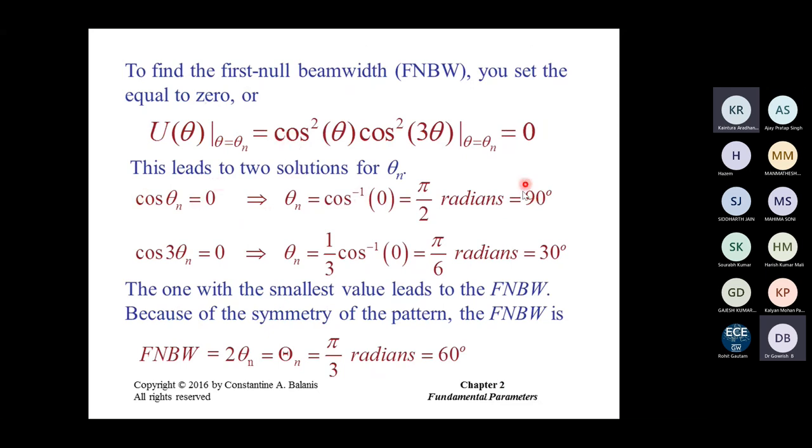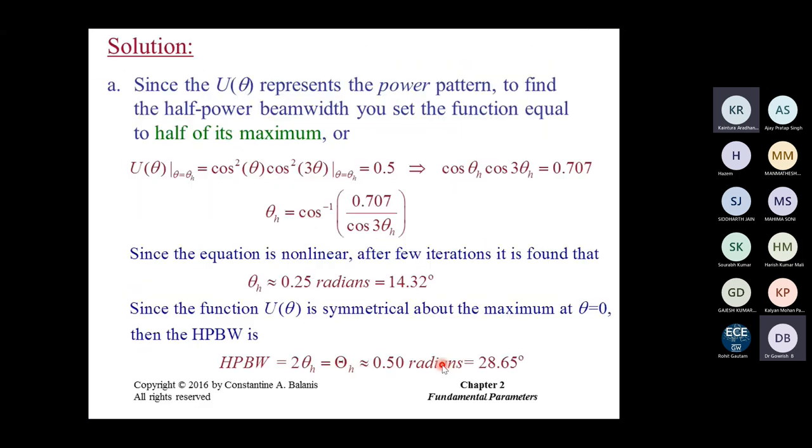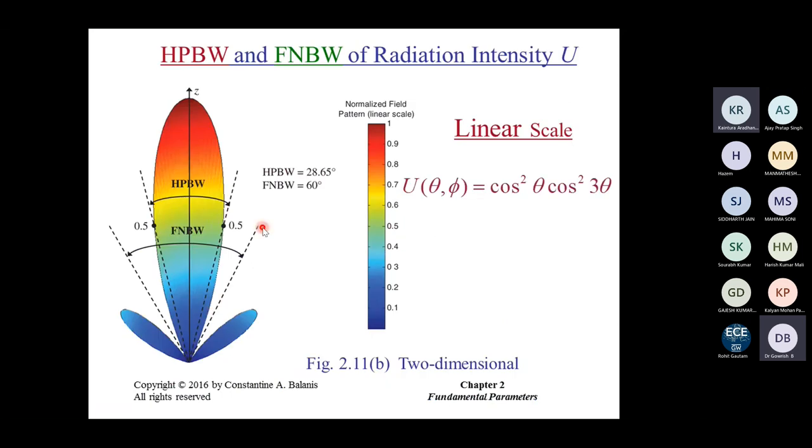There you have 90 degrees, so you will solve it and you get 90 degrees. The second solution is cos 3 theta equal to 0, and there you get 90 by 3, which is 30 degrees. So you have to take 30 degrees as the first null because we are interested in the first null beam width. So the first null occurs at 30 degrees, and because of the symmetry, it will be twice this angle, which is 60 degrees. So the first null beam width will be 60 degrees. This is the first null, 30 degrees coming here, and this is minus 30 degrees.